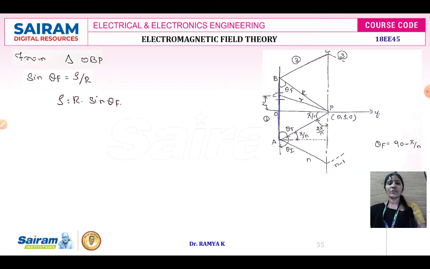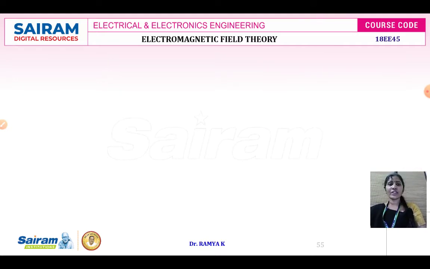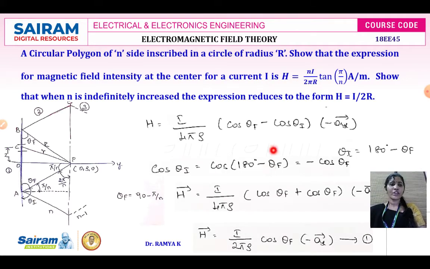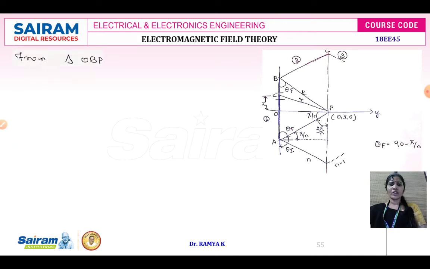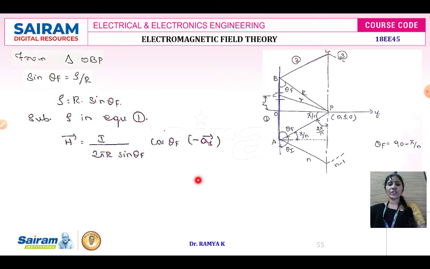What they have asked you to derive here is for an n-sided polygon. We have to prove that it is going to be N I divided by 2 pi r tan of pi by n. When you do so, after this equation, cos theta f divided by sin theta f is going to be tan theta f. What is your theta f here? Theta f is nothing but pi divided by n.